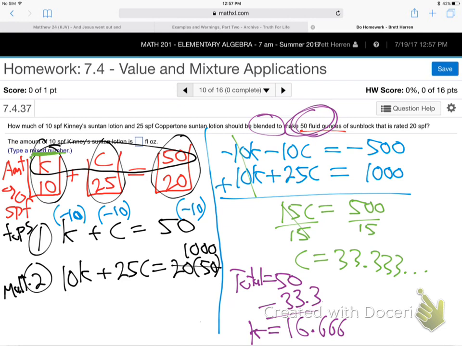So, okay, but they want a mixed number, so let's make these mixed numbers. This one is 33 1/3, because that's what 0.3's forever is, 1/3. And if 0.3's forever is 1/3, what is 0.6's forever? It's twice as big, right? 0.3's forever, 0.6's forever, that's twice as big. So this is going to be 16 2/3 for Kinney's. Is that good? Does everybody see that? Am I making any sense there?